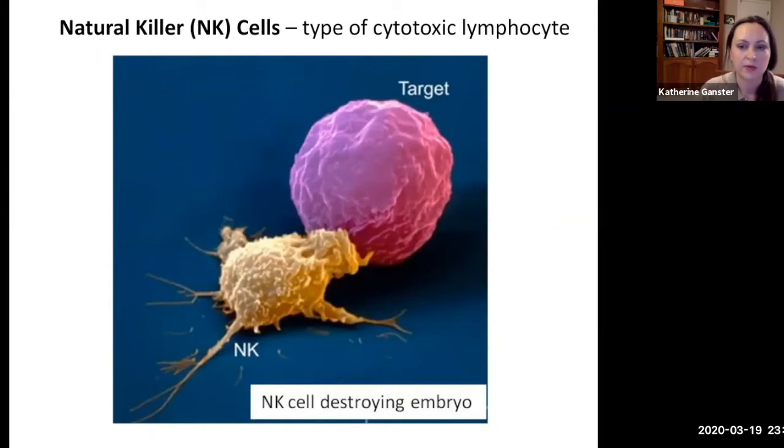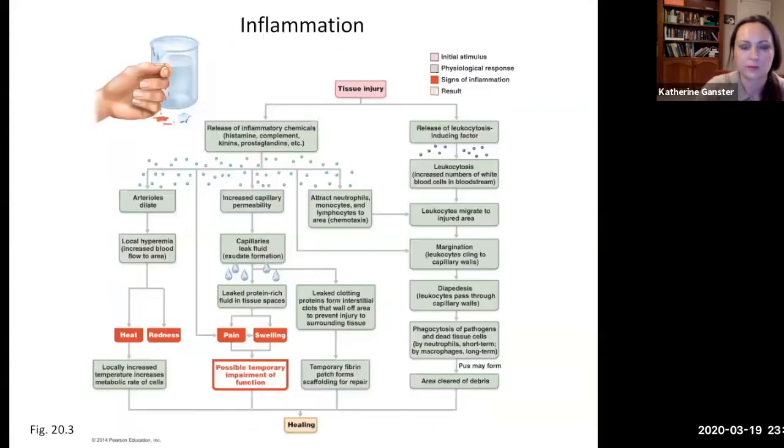And there are some chemicals that can cause a cell to kill itself. And so natural killer cells will inject this into the target cell. And then when that's injected into the cell, the target cell will kill itself off. And again, the term that we give for that is apoptosis. Inflammation is another non-specific immune function.